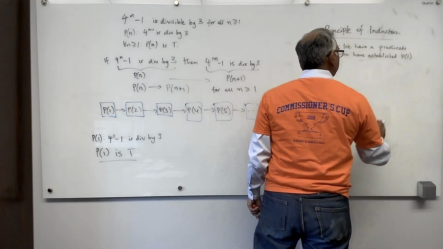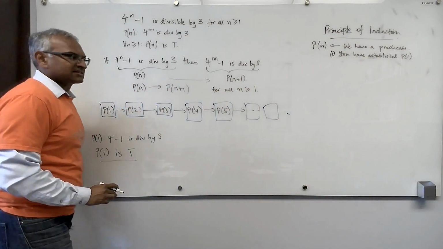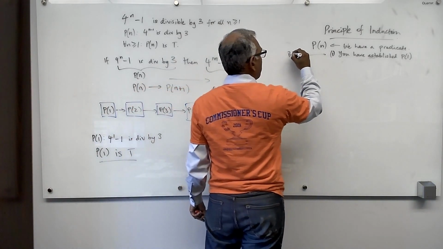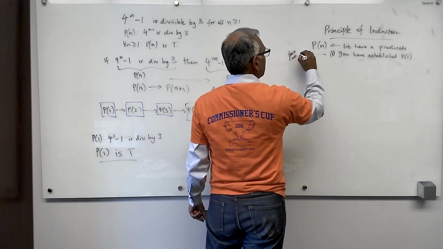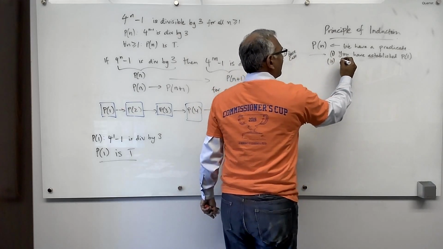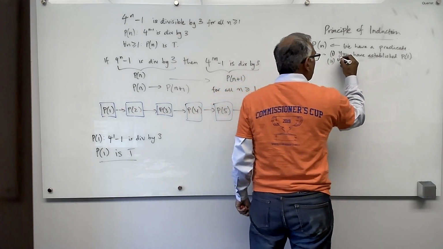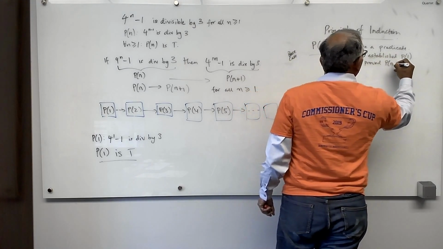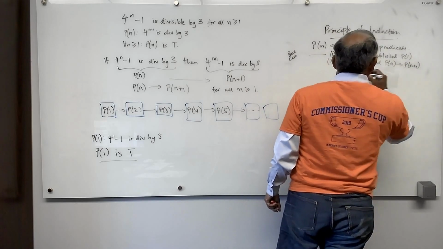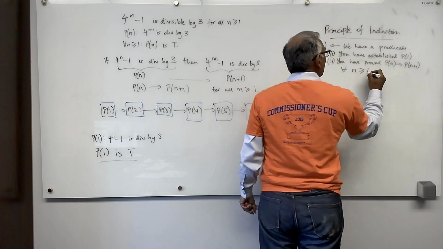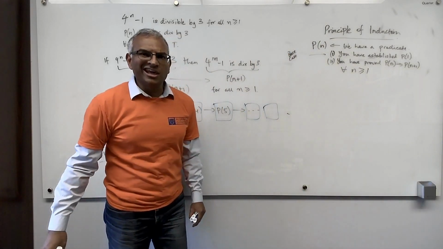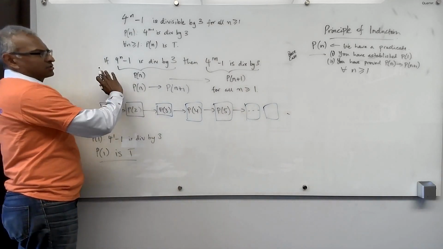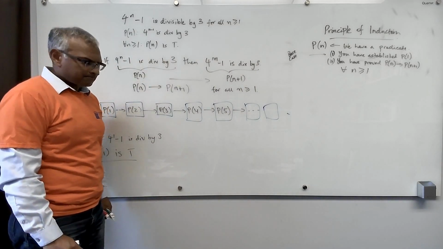P of 1. Okay, so this is called the base case, because it's the first thing that you have established. And you have established, or you have proved, or you have shown, you have proved P of n implies P of n plus 1 for all n greater or equal to 1. So you have proved this in general without knowing anything about n. So you proved it for any n greater than or equal to 1, which is what I assume you proved in the last lecture.